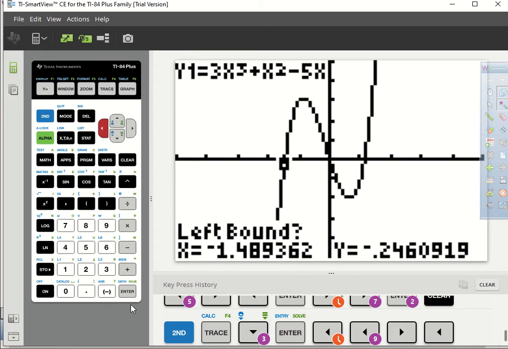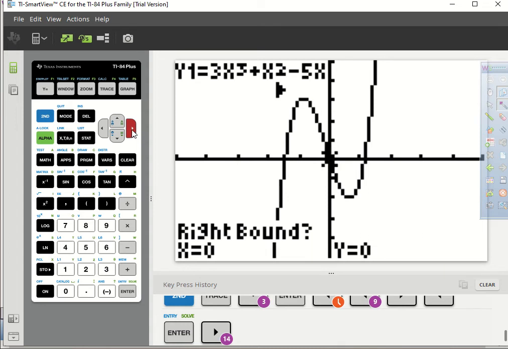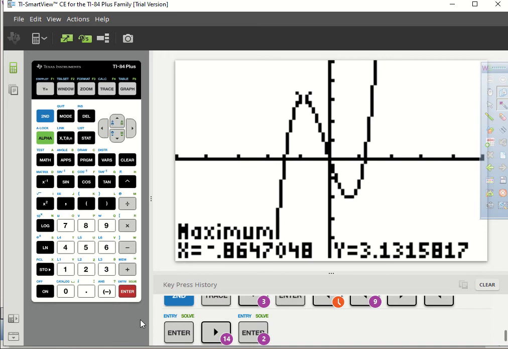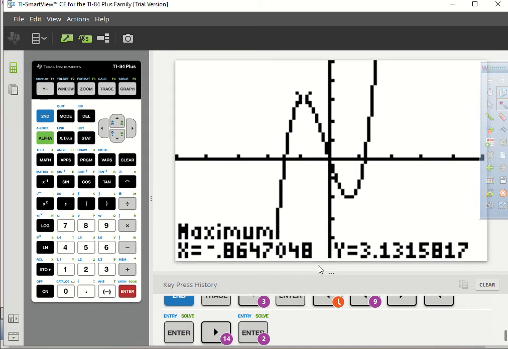So about here. And my right bound is about here. Yeah, that works much better. Okay, sorry about that. So when you go to do the boundaries, left bound is where we touch the x-axis before we get to the max, and then where we touch the x-axis after we get to the max. Okay, so that'll work.